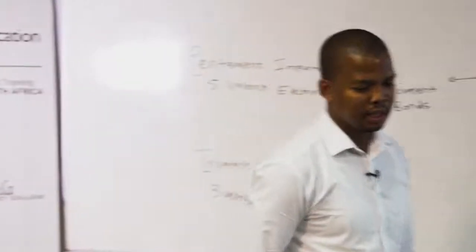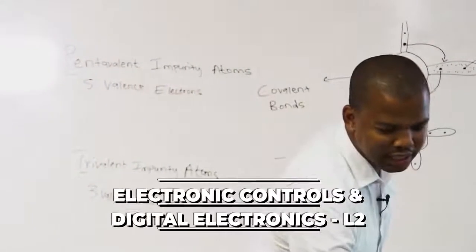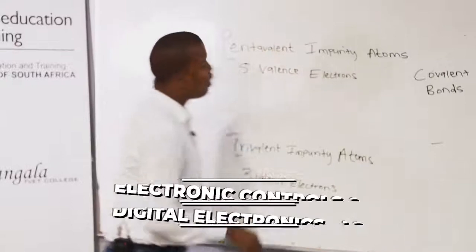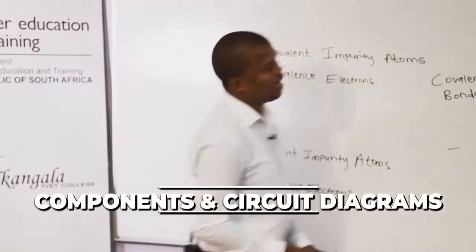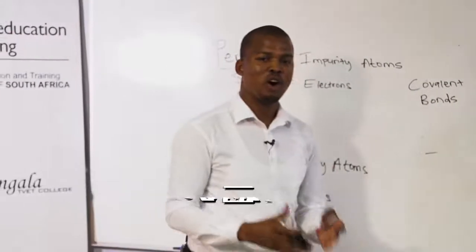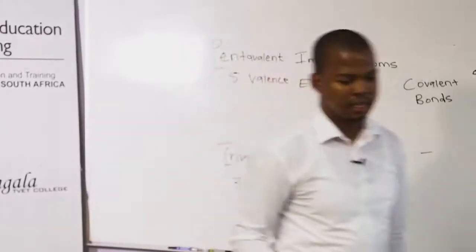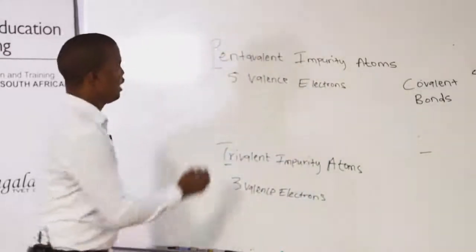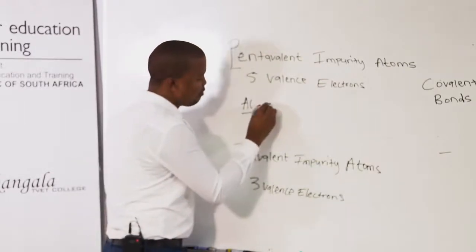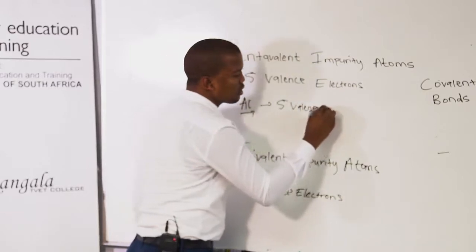In this case, in order for us to get an extrinsic semiconductor, you need to add a number of impure atoms into an intrinsic semiconductor to make it extrinsic, or to make it impure. Let's take, for instance, an aluminium. An aluminium has got 5 valence electrons.